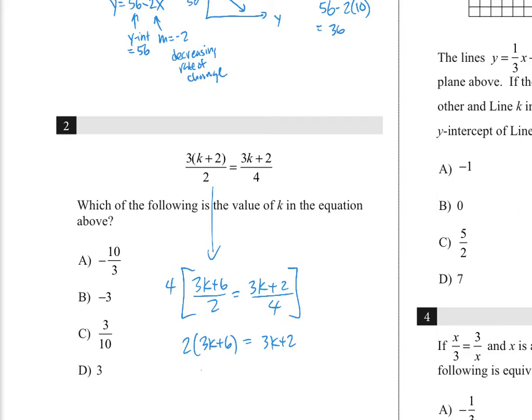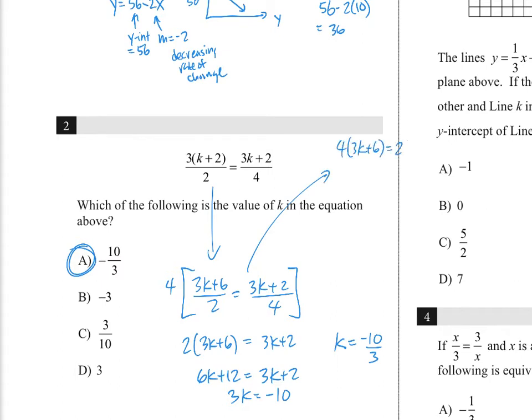Now, there's nothing wrong with cross multiplying. I'm just showing you a slightly alternative approach. And then from here, this is obviously just a matter of finishing off some simple algebra. So the answer is A, -10/3. If you had decided to cross multiply, let me just show that. It would have been 4 times 3k plus 6 equals 2 times 3k plus 2. And again, things are manageable. The numbers are a little bit bigger, but this would have also given us the same exact answer of -10/3.